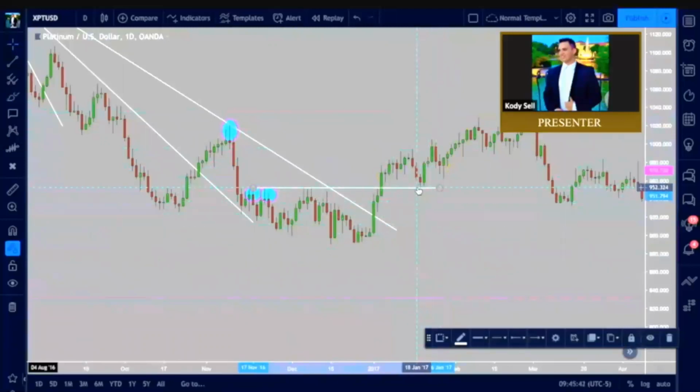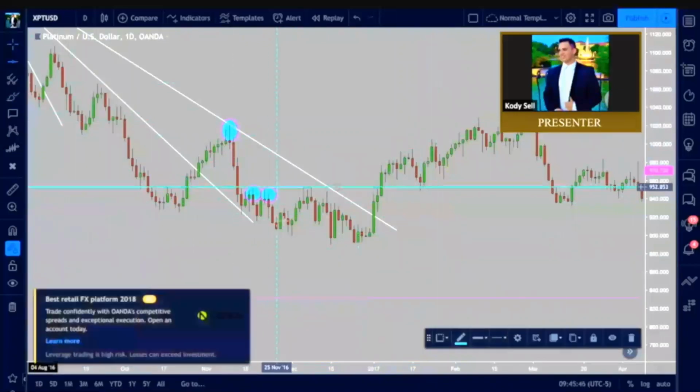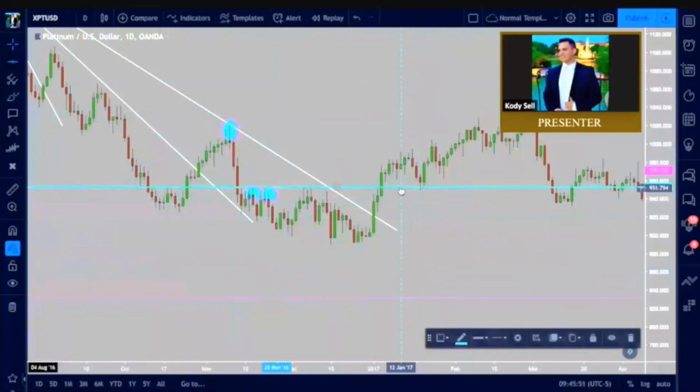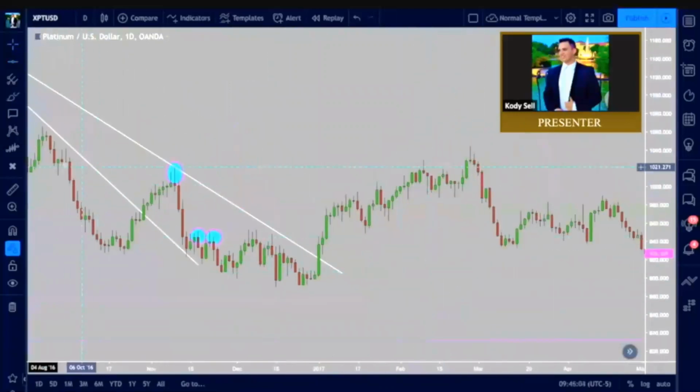So notice if I get rid of this trend line and I replace it with a horizontal support and resistance level, look at that. It's the same exact thing. These things are the exact same as horizontal traditional support and resistance. They're just diagonal. All right, so next example. Hope you guys are having fun with this.